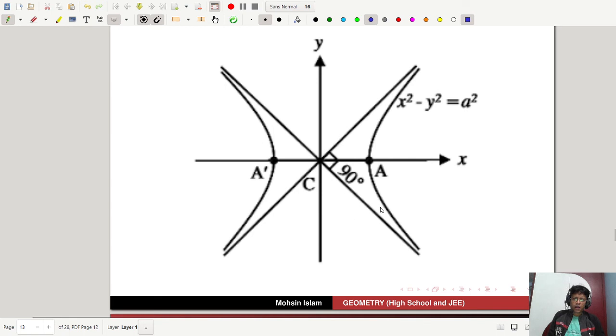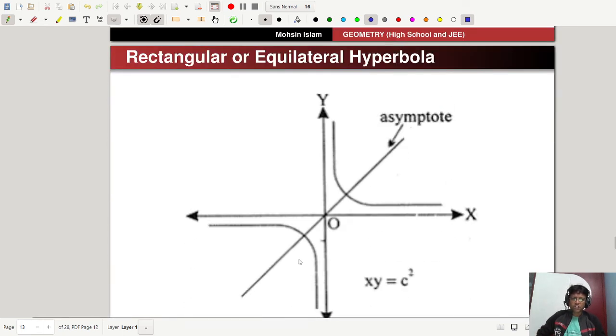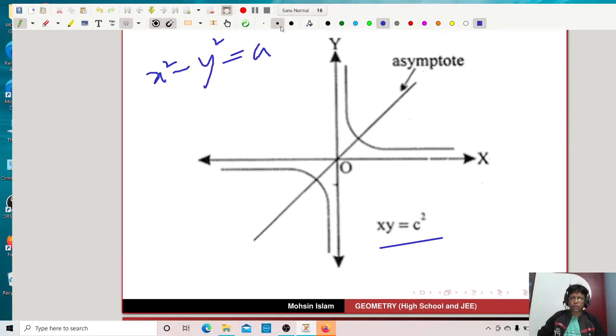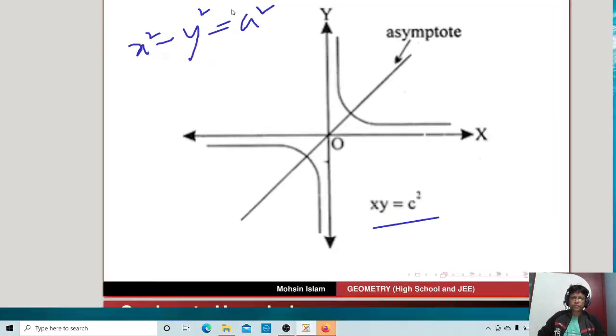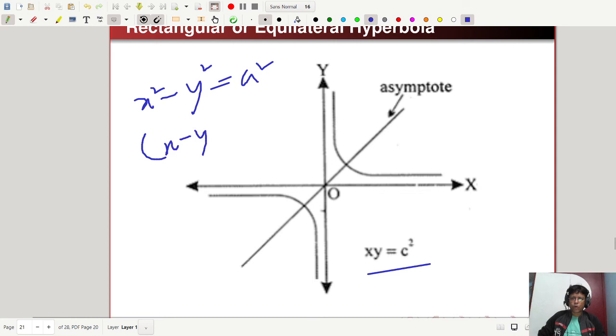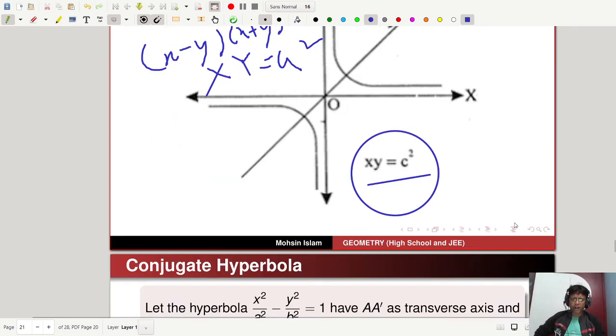So this is the picture of a rectangular hyperbola, x square minus y square is equal to a square. It is rectangular or equilateral. And xy equal to c square is another form, because you have x square minus y square equal to a square. So you can write it as x minus y into x plus y equal to a square, and substituting for x minus y and x plus y, it is in this form. xy equal to c square is another form of the rectangular hyperbola.